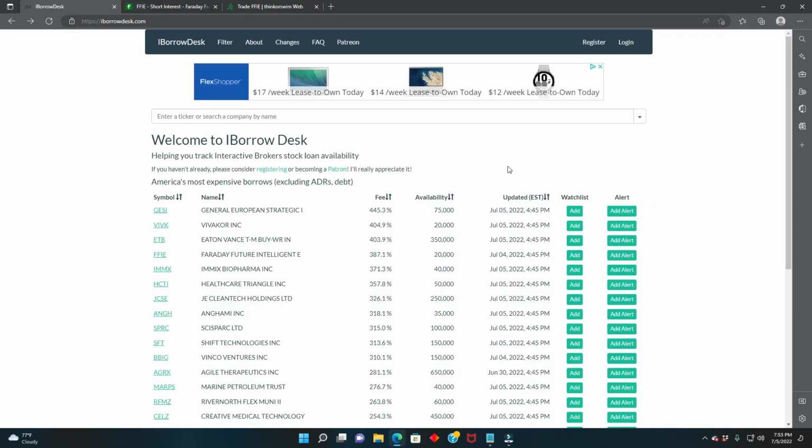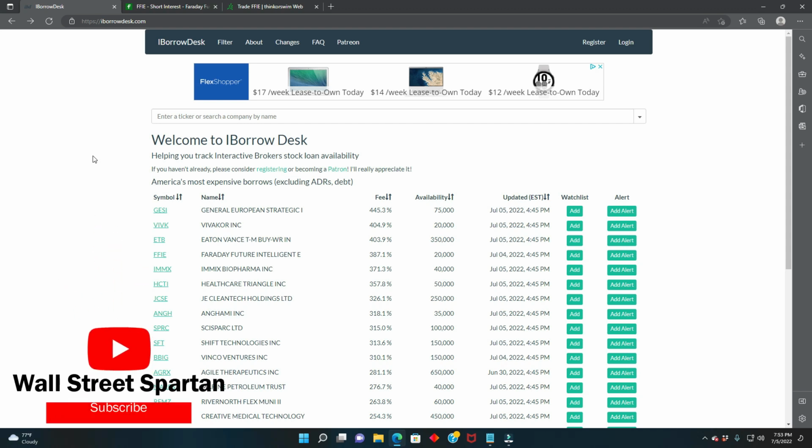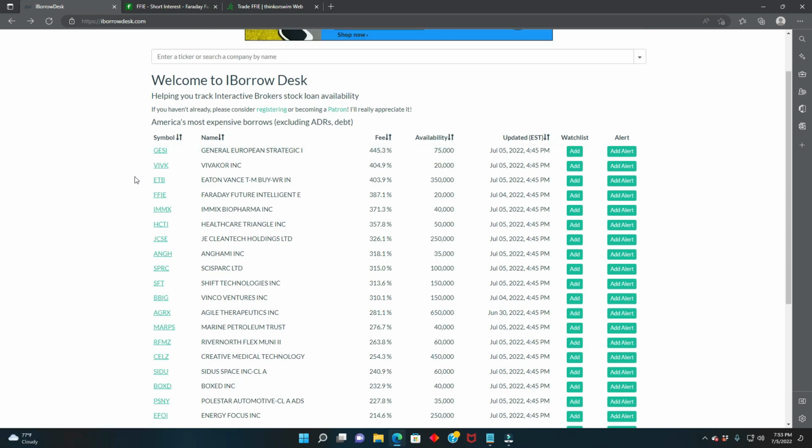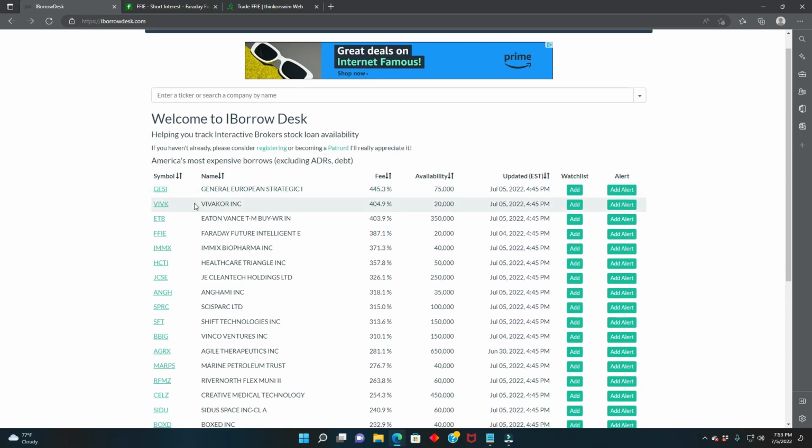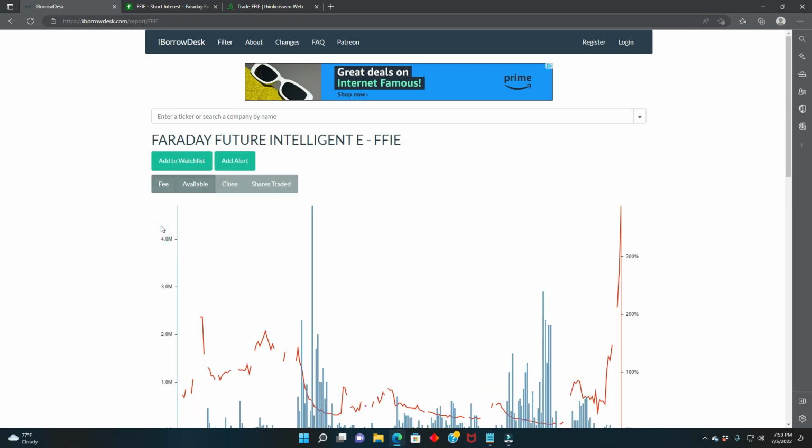All right, guys. So when I'm looking for a stock that I might find interesting, or I'm looking for a squeeze play in particular, the first thing I do is I go to iborrowdesk.com, and it lists from the highest to the lowest the cost to borrow and the shares available to short. So I'll visit this site once or twice a day to take a look. And just for this example, I'm going to use Faraday Future, because I got their charts pulled up in another window.